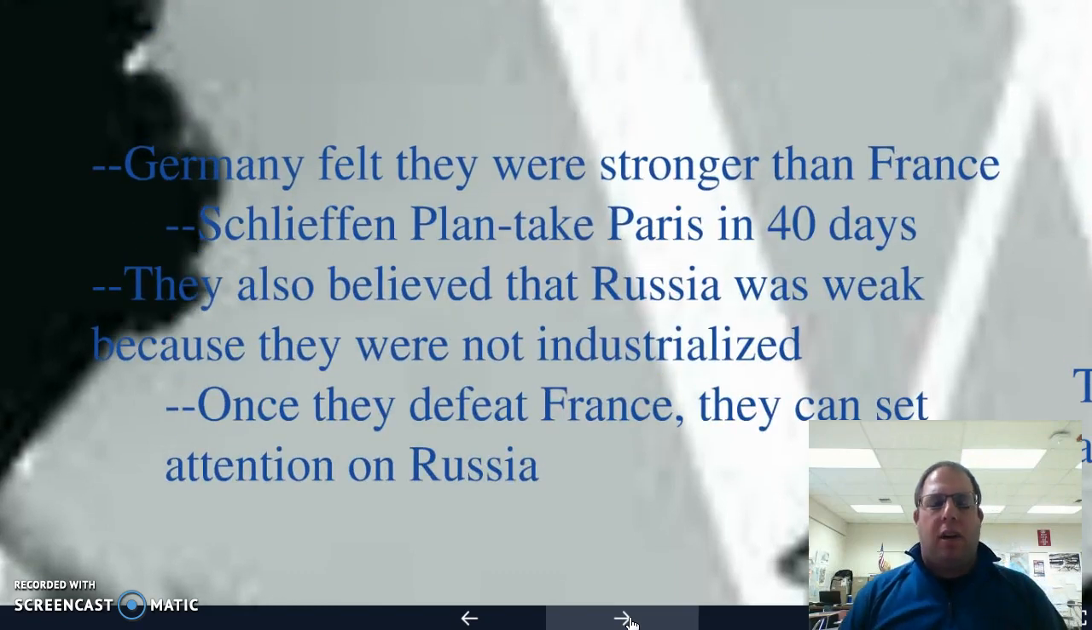Okay, so here's what Germany decides to do. And they feel like they're stronger than France. So what they think is they can take Paris, the capital of France, in 40 days. Okay, and this was called the Schlieffen Plan.